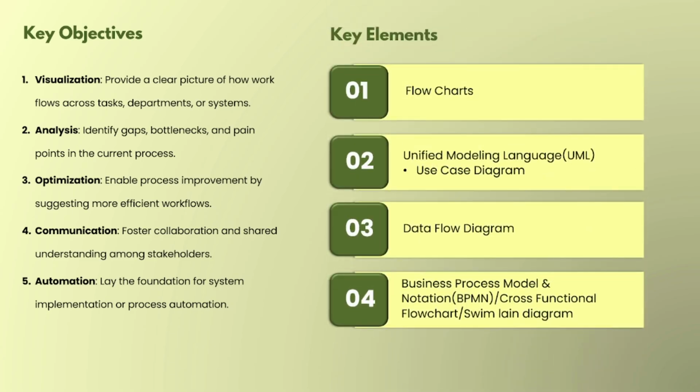Now let's check the key elements or key techniques involved in process modeling. There are four main techniques involved in process modeling: flowchart, then Unified Modeling Language, that is UML. Under UML there are various techniques, but we will only see the use case diagram, which is frequently used. Then data flow diagram, and the last and most important, Business Process Model and Notation, that is BPMN, which is also known as cross functional flowchart, or some may call it a swim lane diagram as well. So we will see each technique in detail, so it will help you in your business analysis journey.